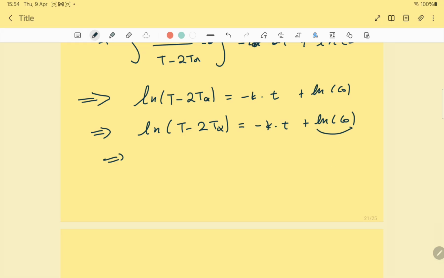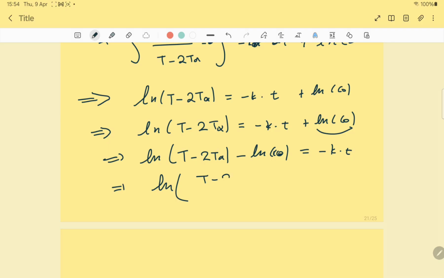Now I can bring this term to the other side. I will have ln of T minus Ta minus ln C0 equals minus k times t. That's going to be ln of T minus Ta over C0 by the properties of logarithm. When you have ln a minus ln b, that's going to be ln of a over b as a fraction.